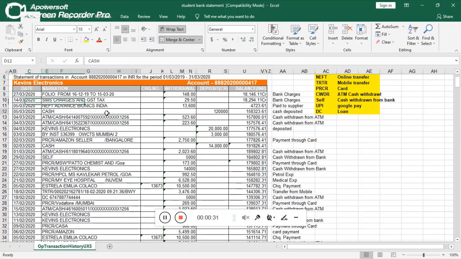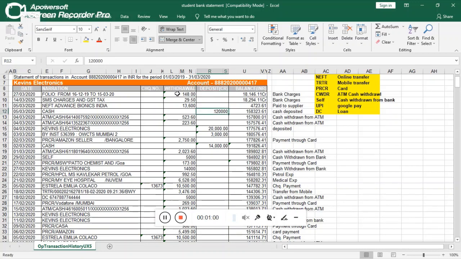Now, how to read the bank statement? Remember, whatever is on the withdrawal side is also called the debit side of the bank statement. Whatever is on the debit side is either a payment or a withdrawal from the bank. And whatever is on the credit side are deposits, either deposited into the bank or check clearance. We have received the check from the party, and that is what cleared.